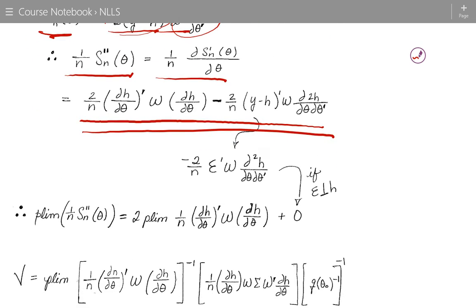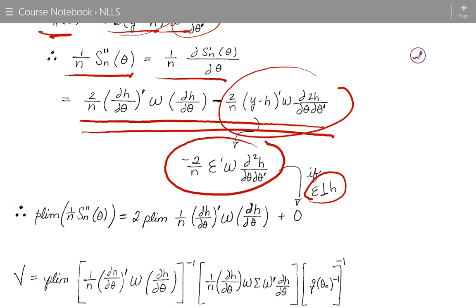However, the last term reduces to this, which, with the error term being independent of the h function, and more specifically of the derivative of the h function, then goes to 0. That leaves the p-lim of 1 over n times the second derivative as 2 times the p-lim of 1 over n times, essentially, the gradient, this is the gradient, times the weight times the gradient.